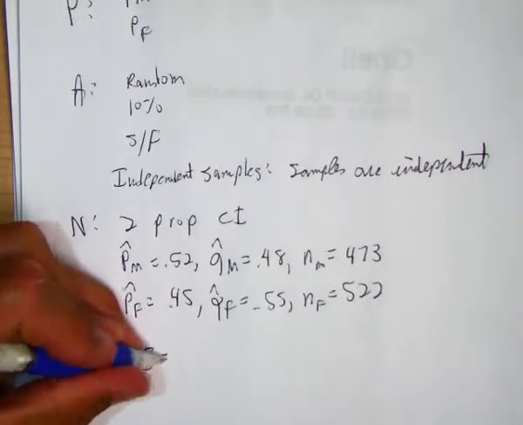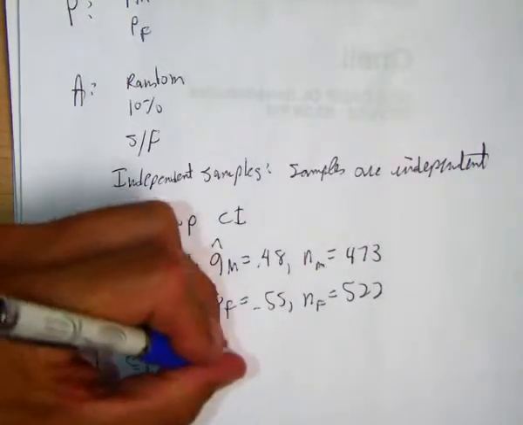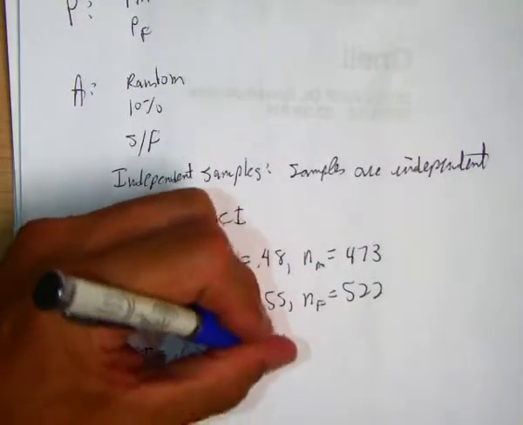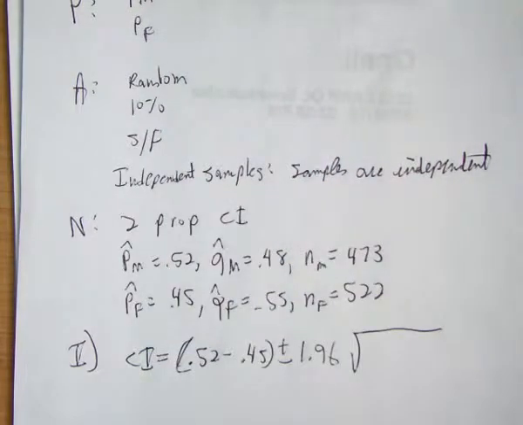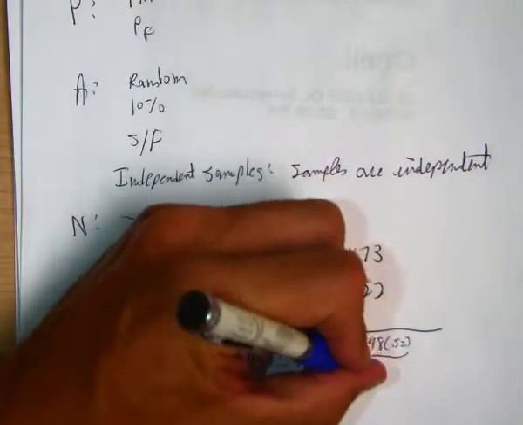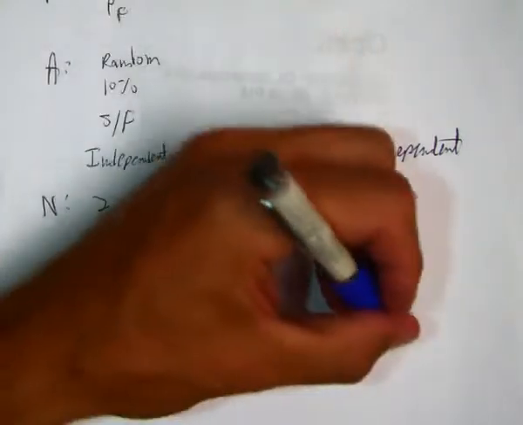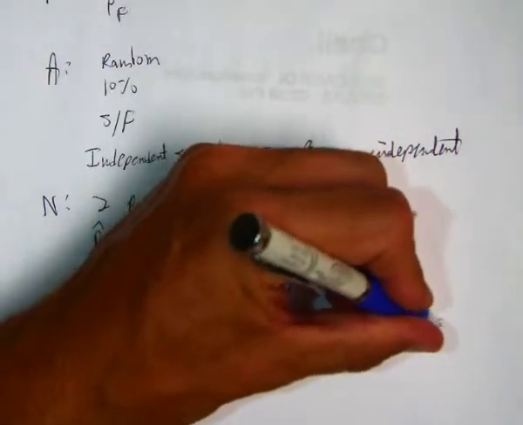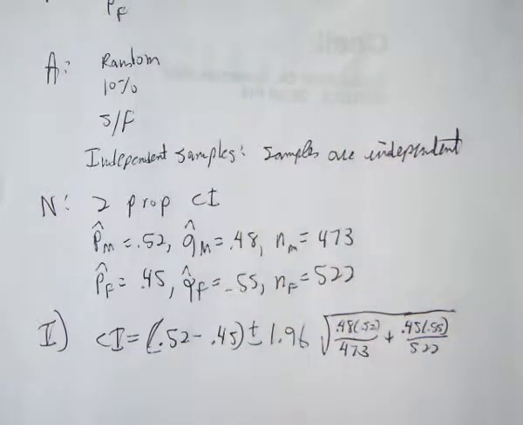So the confidence interval equals, I'm going to do the males first: 0.52 minus 0.45, plus or minus 1.96 times the square root of 0.48 times 0.52 over 473. That's for the males. And then for the females it's 0.45 times 0.55 over 522. Notice how we added the variances here. So what we're doing is a confidence interval for the difference.